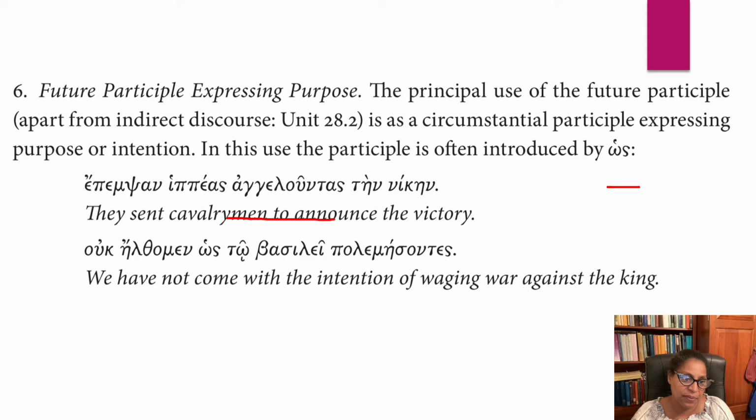Ouk elthomen hos to basilei polemisantes. So they have not come with the intention of waging war against the king. So again, they didn't come. Ouk elthomen. We have not come. Hos is used this time to wage war against the king. And oftentimes this is going to be triggered by a verb of motion. They sent somebody to do something, and the participle will be in the future.